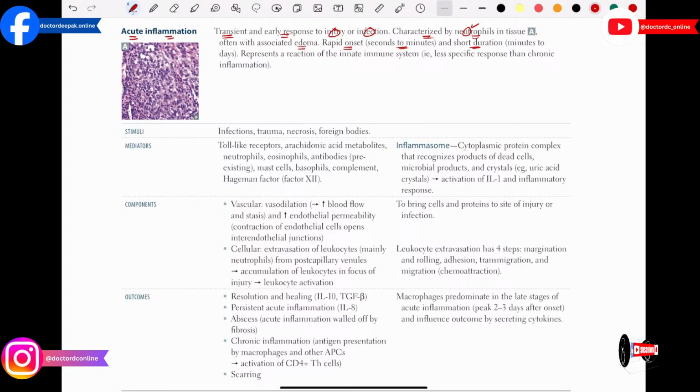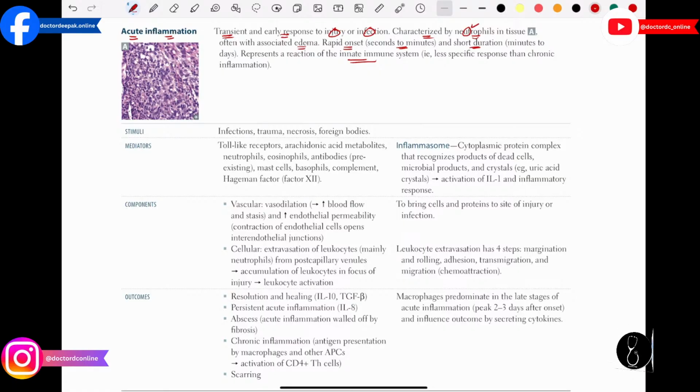Then after that, you have to remember, acute inflammation always represents a reaction of innate immunity, and you know that innate immunity is basically the immediate response, but it has limited specificity. So these are the two important things: innate immunity occurs immediately, with limited specificity. These are the basic principles you can remember for acute inflammation.